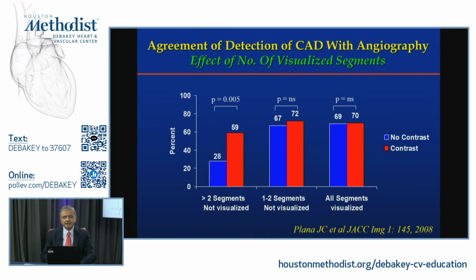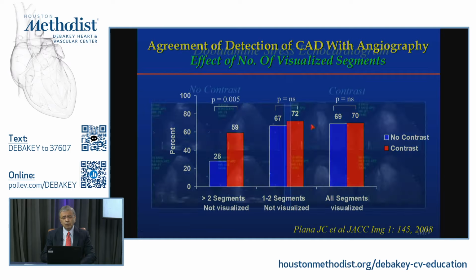Watch here. Agreement with coronary disease with angiography. If you have more than 2 segments that are not visualized, the agreement with angiography without contrast is really poor. There's a lot of guessing game. Now, if you have 1 or 2 segments or all segments are visualized, the agreement is actually quite decent, and this is for coronary angiography.